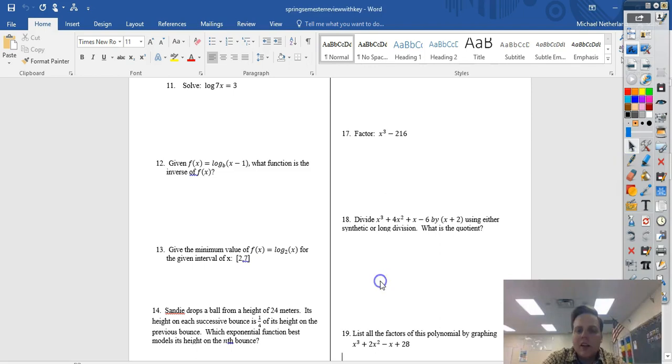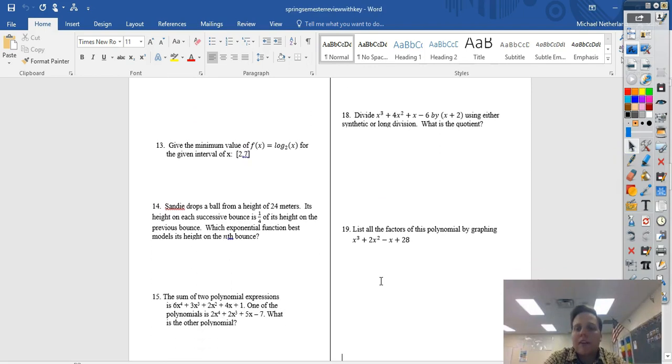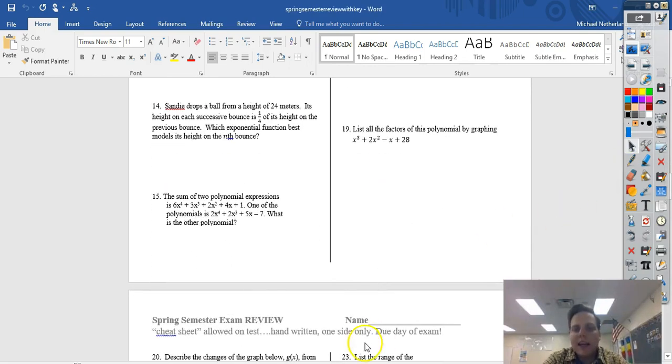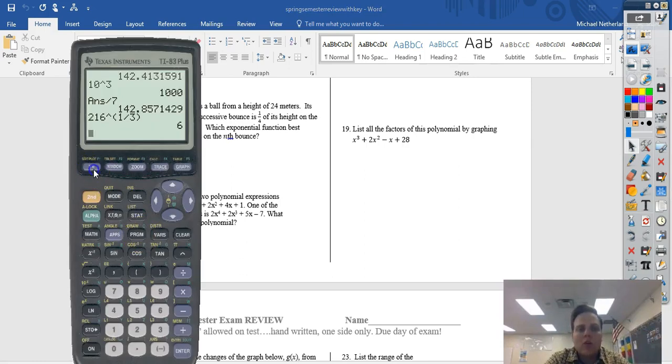Okay, moving on. Problem number 19. List all the factors in this polynomial through graphing. Okay, so pull out a calculator, go to y equals, click clear, type this guy in, so x raised to the 3rd plus 2x squared minus x plus 28. Hit graph.